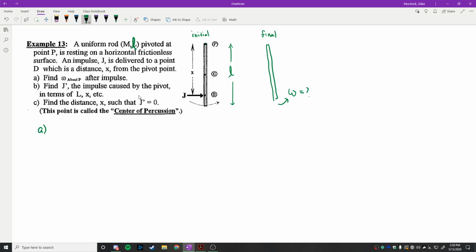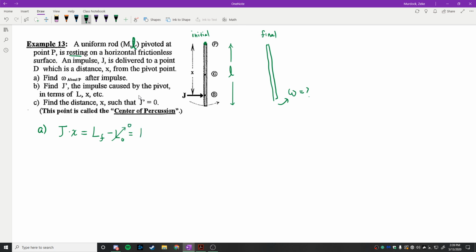So we're going to use the equation that we just stated, which is that the impulse J multiplied by the distance to the point where the impulse is acting from the pivot. This is our pivot at the very top right here, point P. So that distance is x. This is going to be equal to the change in angular momentum of the system. So the final angular momentum minus the initial angular momentum in this system. Because the uniform rod is resting on a frictionless horizontal surface, the initial angular momentum is 0.